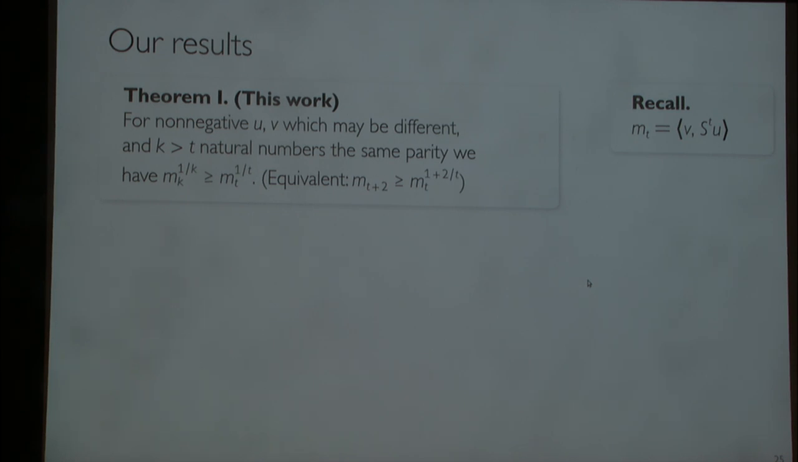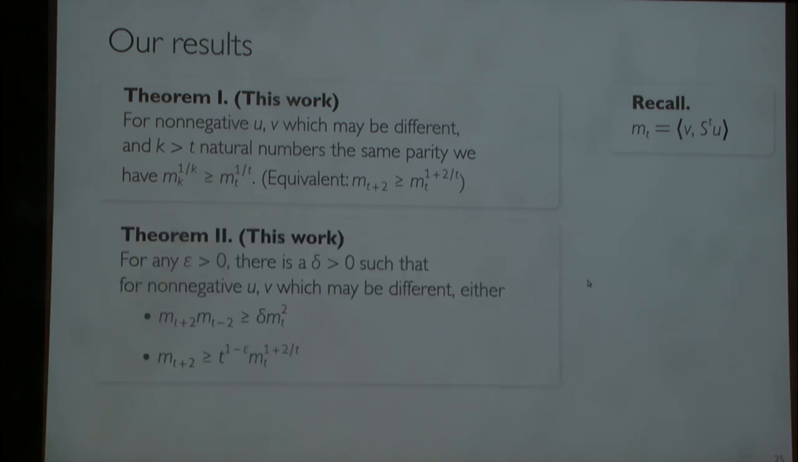And here is what we prove, which is actually needed for the k disjointness problem. For any epsilon, there's a delta such that either I get a t-fold improvement over what has been conjectured, I can improve it by almost a factor of t, but sometimes this doesn't hold, in which case this must be true.